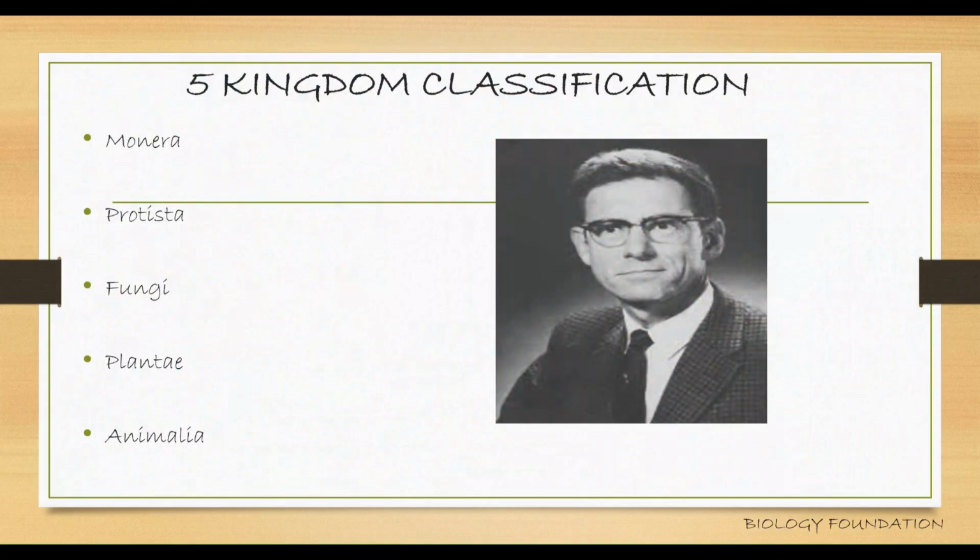Okay, but later there was one scientist by the name R.H. Whittaker. R.H. Whittaker, he basically classified living organisms in five kingdoms. So it's also known as R.H. Whittaker five kingdom classification. Whittaker is a scientist who said that living organisms, we just can't classify them as plants and animals, or they shouldn't be kept only under just two kingdoms, but actually there are living organisms which differ in various properties, as a result of which they are kept under five different kingdoms.